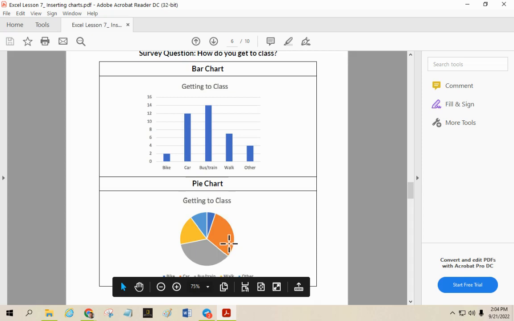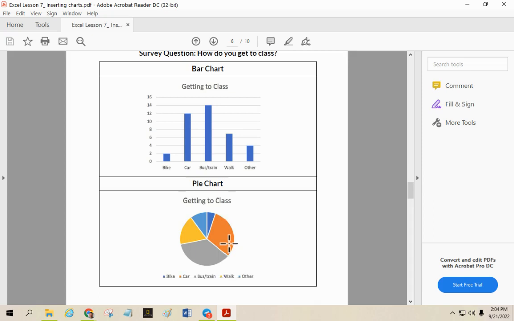In pairs, you'll look at these charts and answer some questions. Think about which chart helps you answer each question. If both charts are helpful, think about it. If one chart is more helpful, think about which one is better for that question. A chart can also be called a graph.